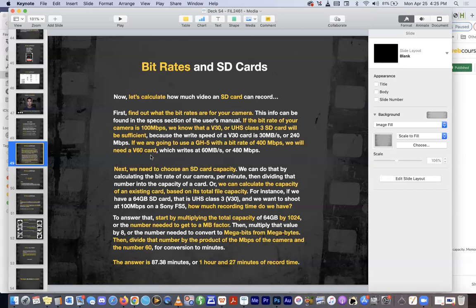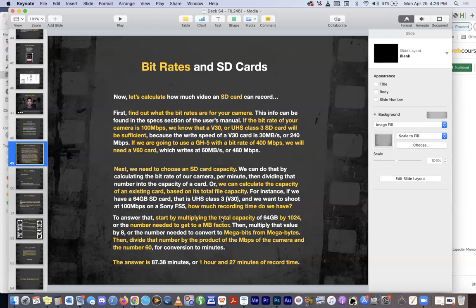Okay, so next we need to choose our card capacity. We do that by calculating the bitrate of the camera per minute, and then dividing that number into the capacity of the card. So we can calculate the capacity of an existing card based on its total file capacity. And then I give you a for instance. If we have a 64 gigabyte V30 card, and we want to shoot at 100 megabits per second with our FS5, how much recording time do we have? And I went back to the FS5 for the sake of this number, which is easier to calculate in your head on the fly.